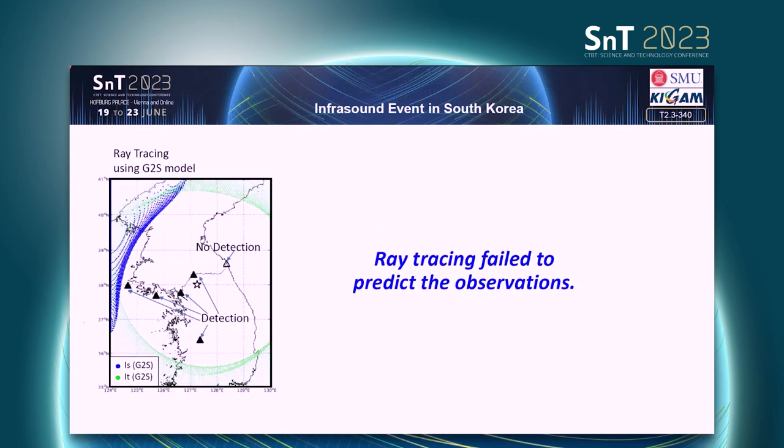As we did before, I compared observation with the ray tracing using the G2S model here. As you can see on the Korean Peninsula, we have several arrays, but only one array, KSJR, has no detection, and the others all have detections. But ray tracing supports only stratospheric or thermospheric predictions, which is not the region of the Korean arrays. So it failed.